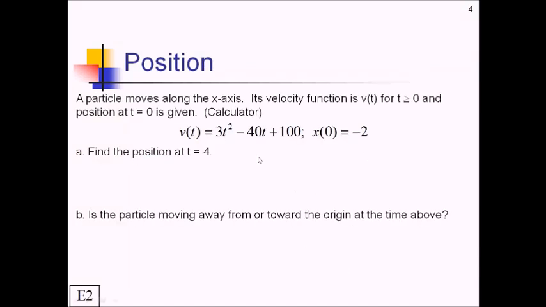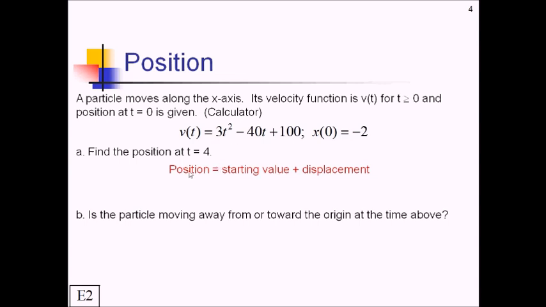On this problem, we have a particle moving along the x-axis with this velocity function here. We're also given that the position at time 0 is x equals negative 2. So we want to first find the position at time equals 4. Just a little bit of a hint here: position is going to be your starting point plus your displacement, where you started plus how much you moved in some direction. Pause the video and see if you can figure out how to implement this mathematically.